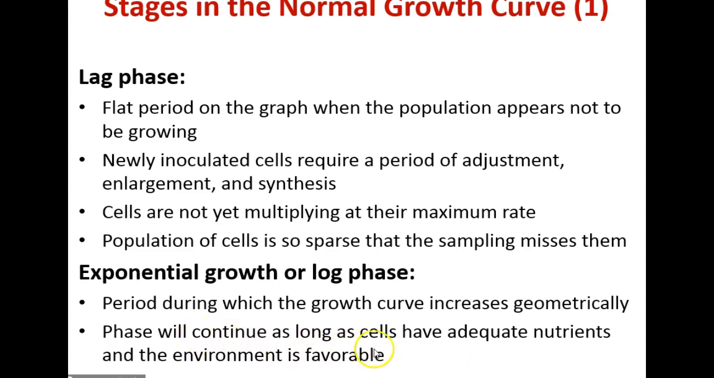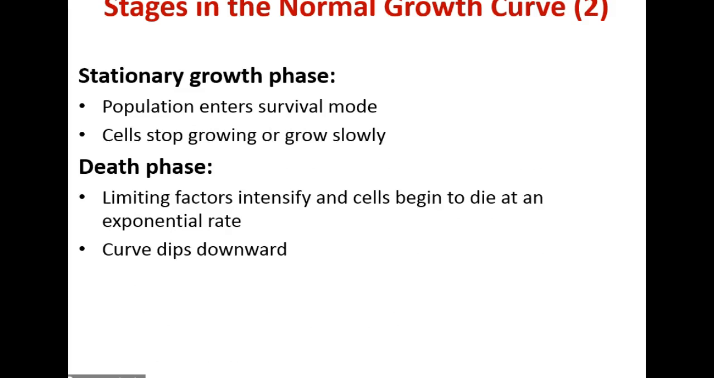The phase will continue as long as the cells have adequate nutrients and the environment is favorable. Then in the stationary growth phase, the population enters a survival mode. Cells stop growing or grow slowly. In death, limiting factors intensify and cells begin to die at an exponential rate. The curve dips downward.